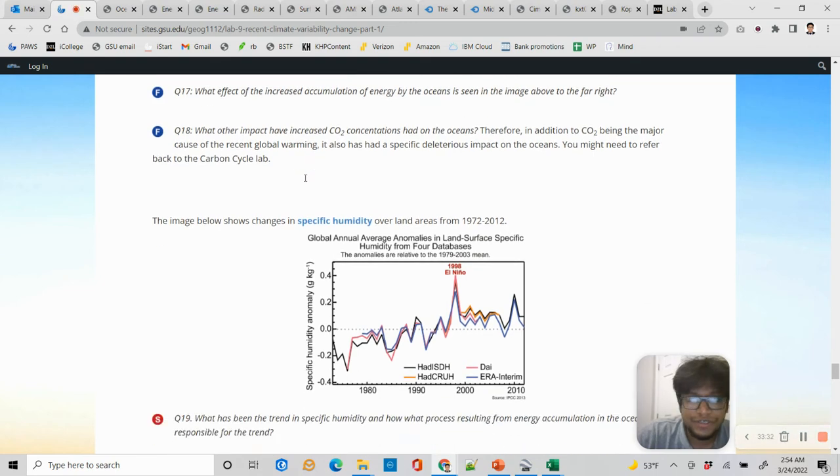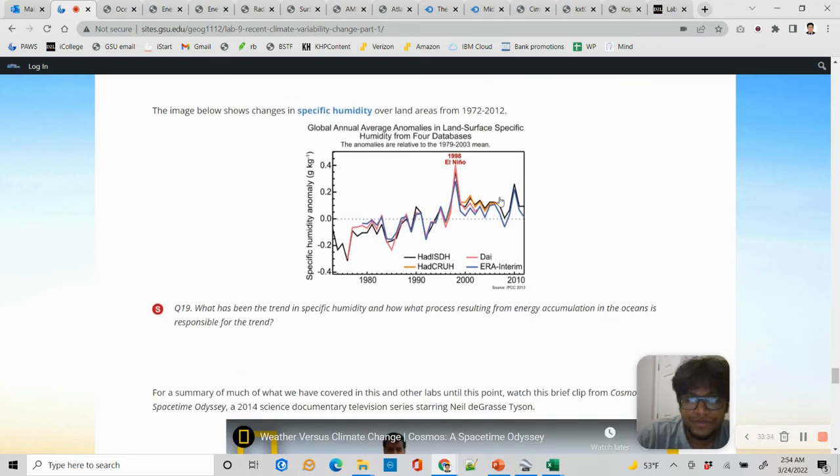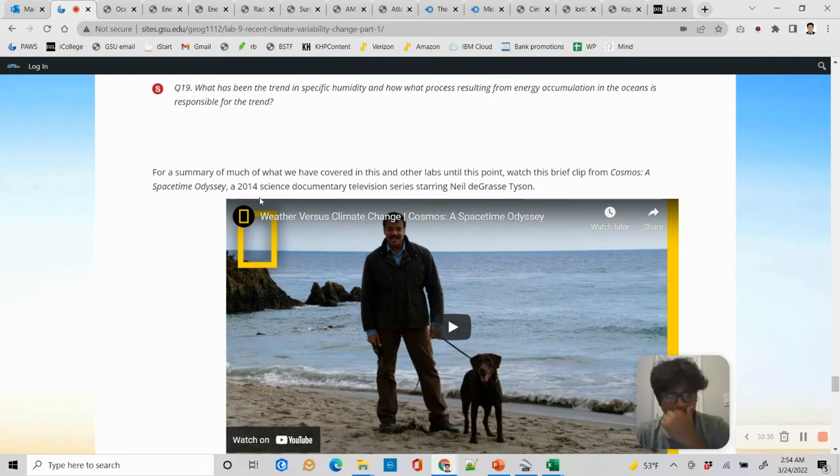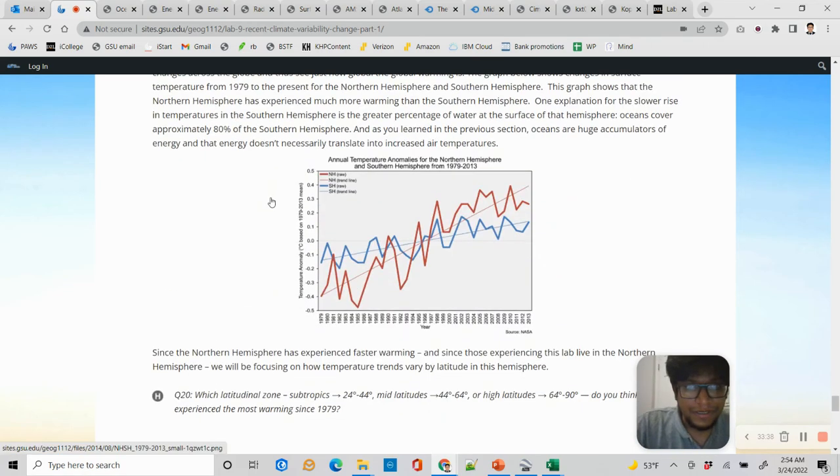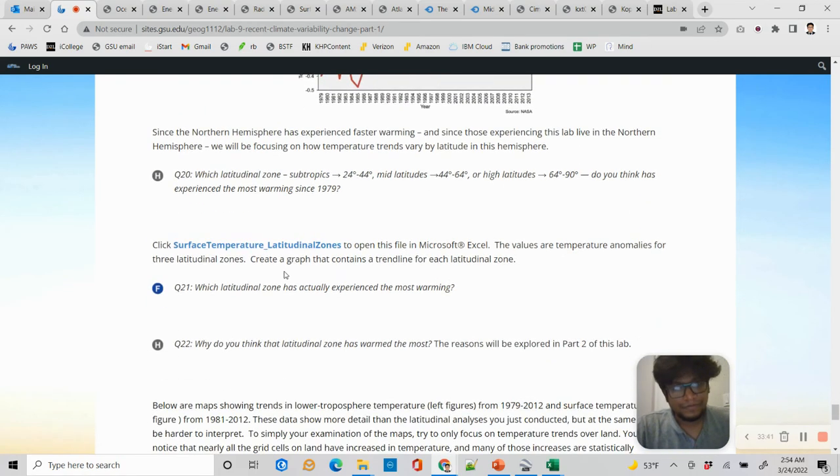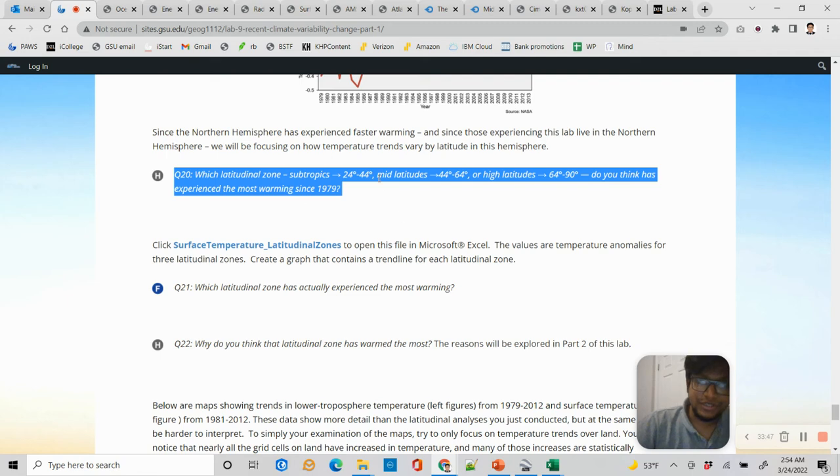Answer those questions here. Then there is a trend in specific humidity. Go through this again and answer the question. And then question 20 will be asking you a generic question.